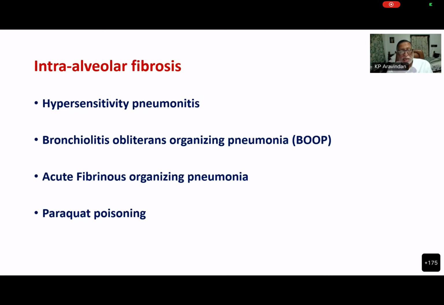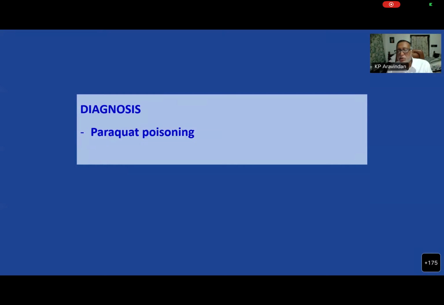And yet another lesion is paraquat poisoning, where you find this very typical kind of picture. This was a farmer who had committed suicide by drinking paraquat. So this is what it was, a case of paraquat poisoning. So I think this is the end of the slides.